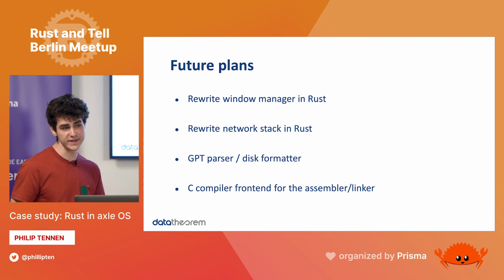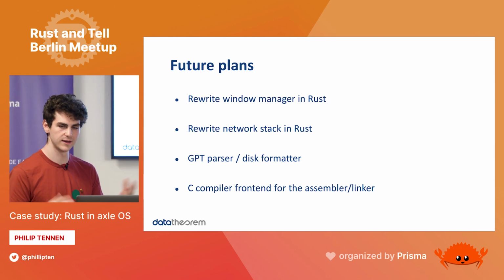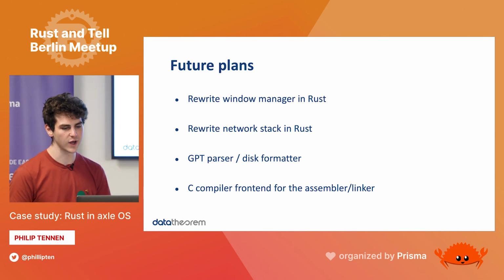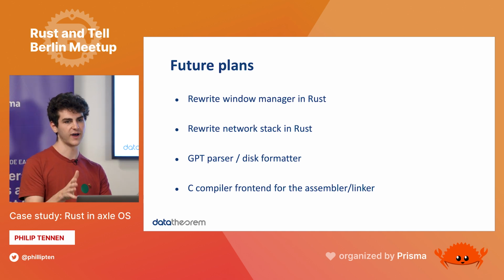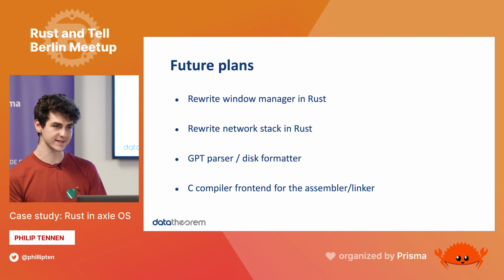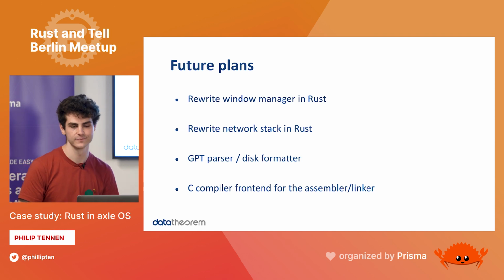There's a TCP/IP stack that I want to rewrite in Rust. It also has other auxiliary protocols like DNS and ARP. So I want to rip all that out, rewrite it in Rust. I want to write a GPT disk formatter so I could get a proper file system sitting on a hard drive. And I want to take that x86-64 assembler that I mentioned and put a C front end on it.